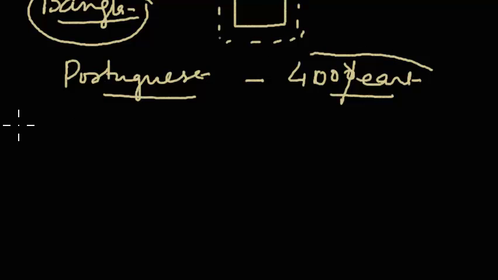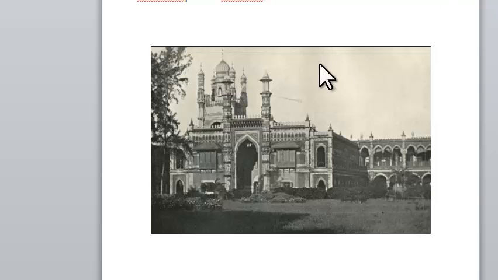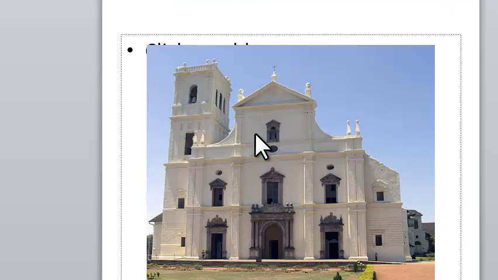Like we are finding the church at Goa, the Se Cathedral, and St. Francis Church at Cochin. These are the important structures of the Portuguese. The first important Indo-Saracenic structure which we are finding here is the Chepauk Palace at Chennai. Here you are finding the Iberian, that is the old Goa church structure.